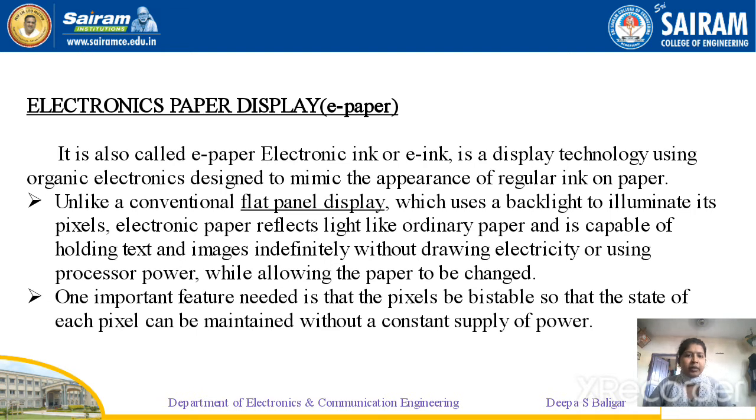An electronic paper display is also called e-paper or e-ink, and it is a technology using organic electronics designed to mimic the appearance of regular ink on paper. It is also called a flat panel display. One of the most needed features is that the pixels be bistable, so that the state of the pixels can be maintained without a constant power supply. Introduction.